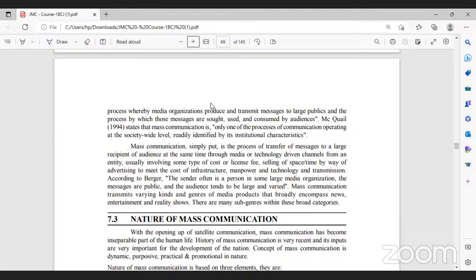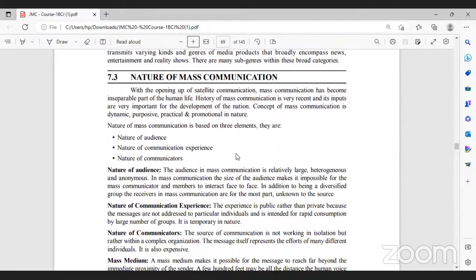So by now you should have understood that mass communication is something where the transmission of information has different genres, that has news, entertainment, and reality shows. And accordingly, there could be broad categories and subgenres. So let us understand what is the nature of mass communication.